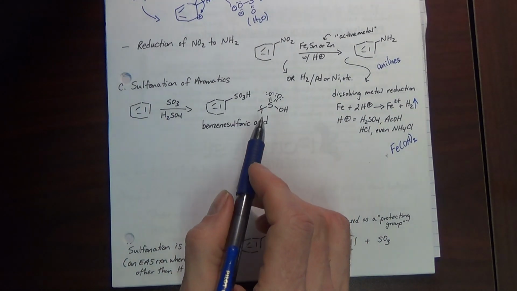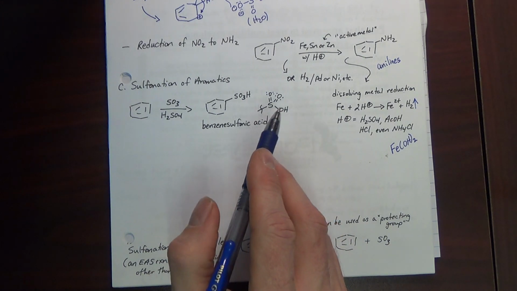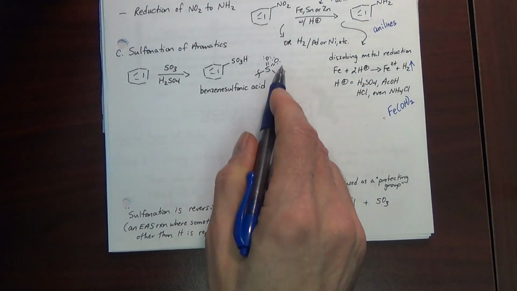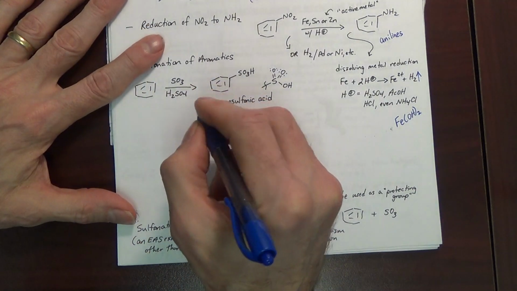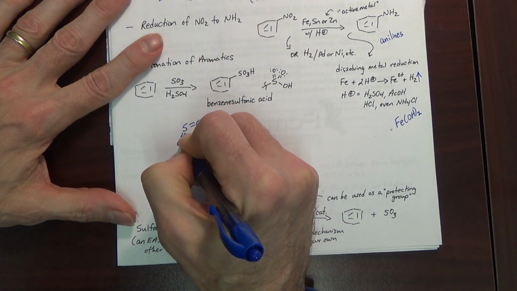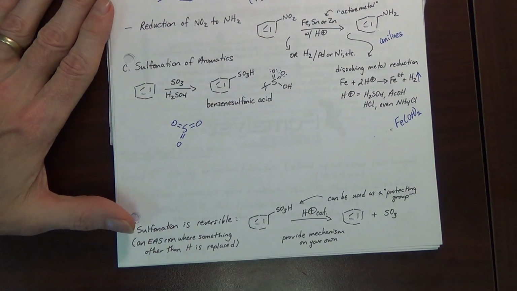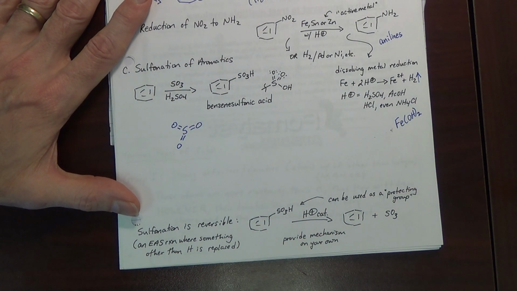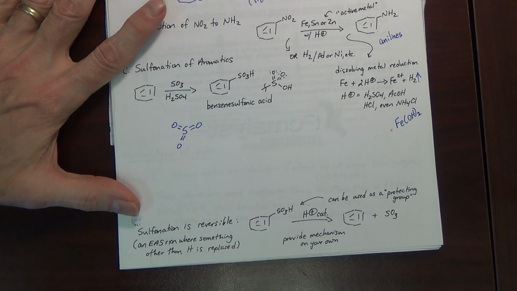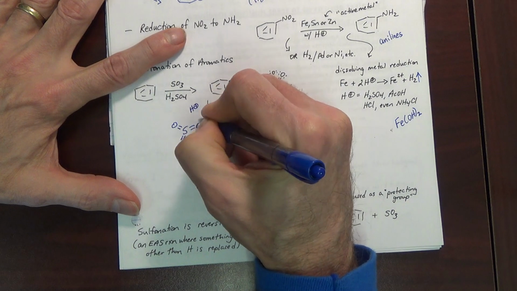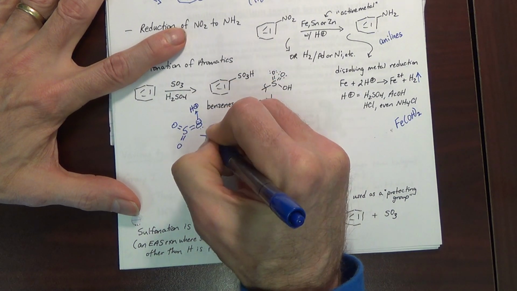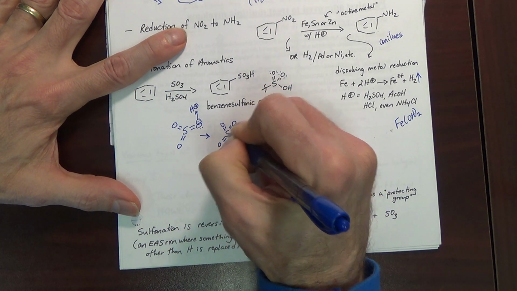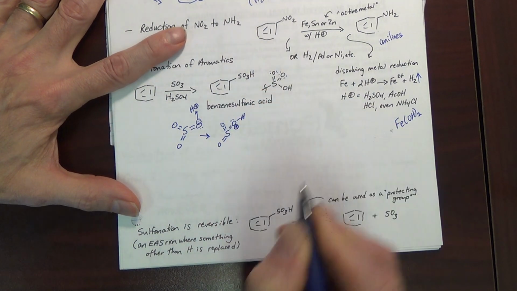Now, sulfonic acids are not that common. Certainly not as common as a nitro group, but we still cover them. We'll also make some miscellaneous comments about sulfonic acids. Here you have SO3. We could draw a Lewis structure like that. If we protonate one of these oxygens, we can get a Lewis structure that looks like this.